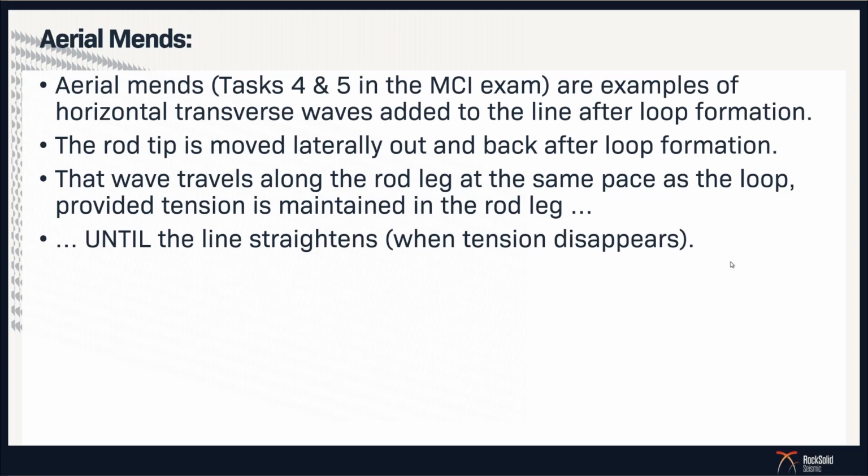Now, those are the wiggle ones I'm talking about. Sorry, I shouldn't have been talking about the wiggle ones. I should have been talking about the aerial mends in tasks 4 and 5. When you move the rod, say, out to the left and back, that will put a mend in the line that travels along the rod leg and travels at the same speed as the loop.